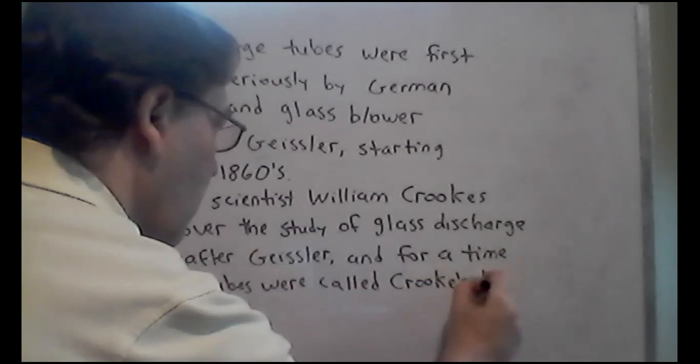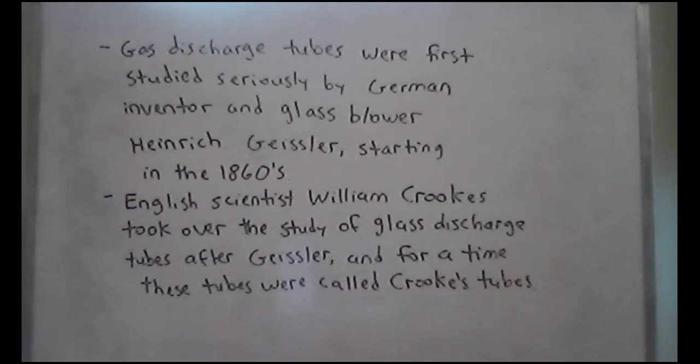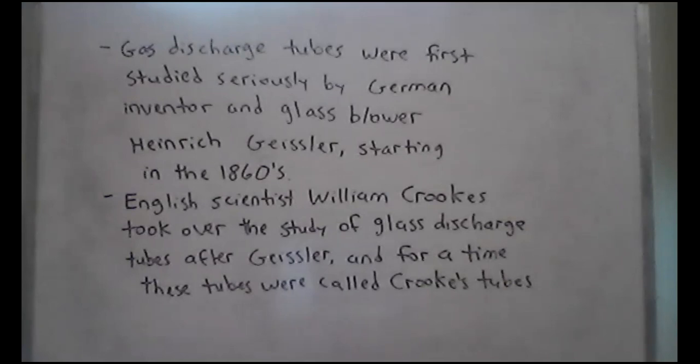So the whole study of understanding the electron started with a German glass blower and inventor, Heinrich Geissler, in the 1860s. Afterwards, English scientist William Crookes took over the study. For a while, these tubes, glass tubes with gas inside through which you pass electricity, were called Crookes tubes. A current was passed through the rarefied gas in these tubes.